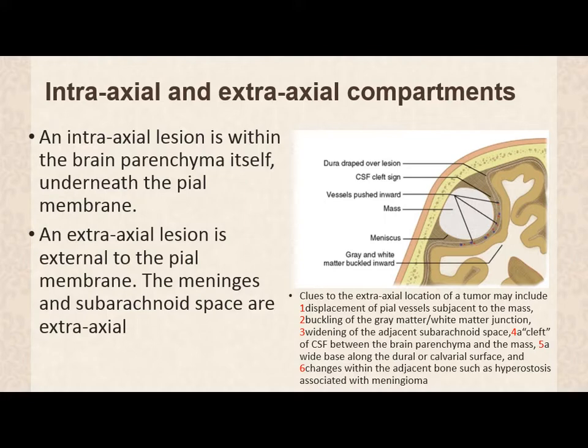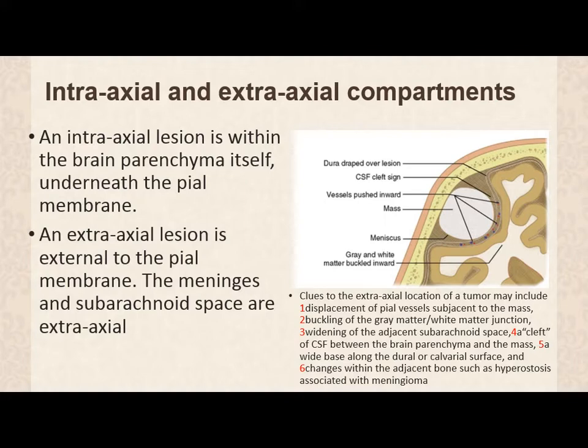Now let's talk about differentiation of the intracranial compartments. Any pathology that you see, you should classify as either intraaxial or extraaxial. The first word in your report is there is an intraaxial lesion, there is an extraaxial lesion. This word, intra or extraaxial, changes the whole differential diagnosis. Clues to the extraaxial: when the lesion is external to the pial membranes, the meninges and subarachnoid space, all of them are called extraaxial. Anything within the brain tissue is intraaxial.